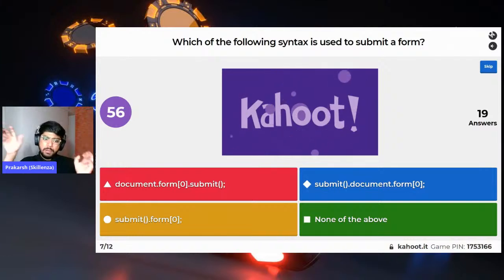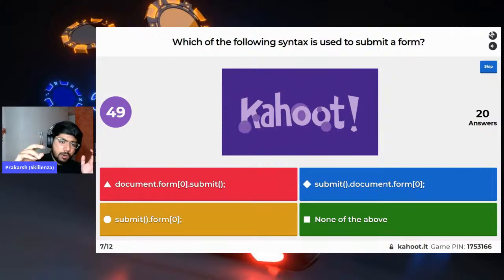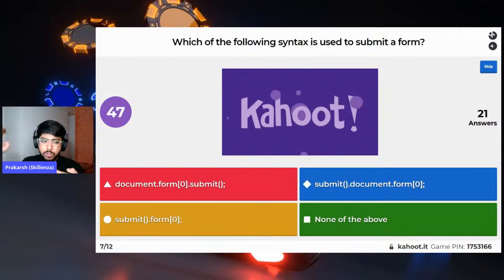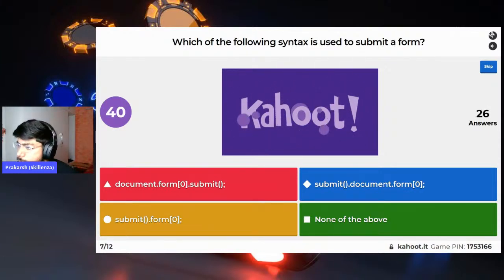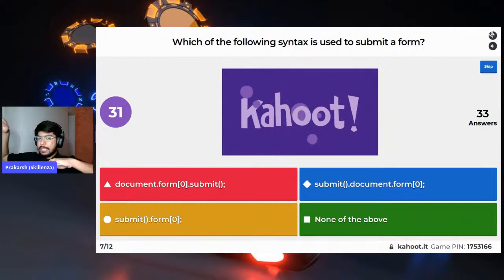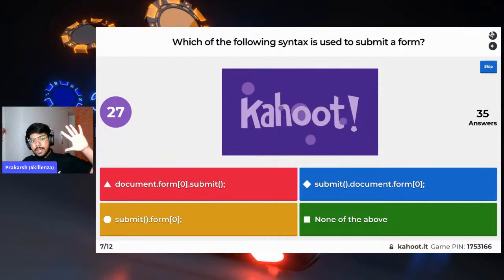Yesterday there was a big lag. People were saying we are not able to answer. We changed the time to make sure that you have ample amount of time to answer. You should answer. You should not let people win this. Thirty answers, 33 answers, almost same amount. This is increasing, this is decreasing. 34 answers. Let's get to 50, guys. Come on, let's do it.